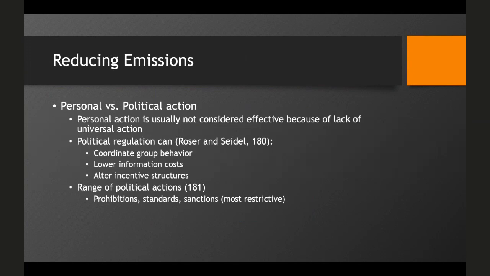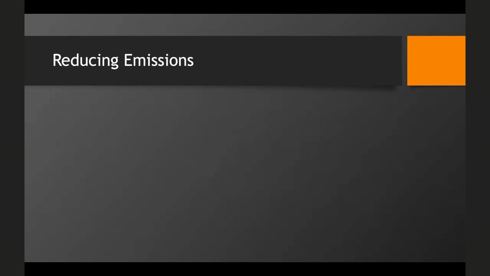Everything from prohibition, standards, and sanctions, which are the most restrictive, basically prohibiting the use of fossil fuels or setting quotas on the amount of fossil fuels everyone can use, to market-based solutions, which are less restrictive. And we're going to survey in today's lecture different options that can be taken. Governments can also undertake PR campaigns and information campaigns to try to incentivize. Those are going to be the least restrictive, but also probably the least effective.